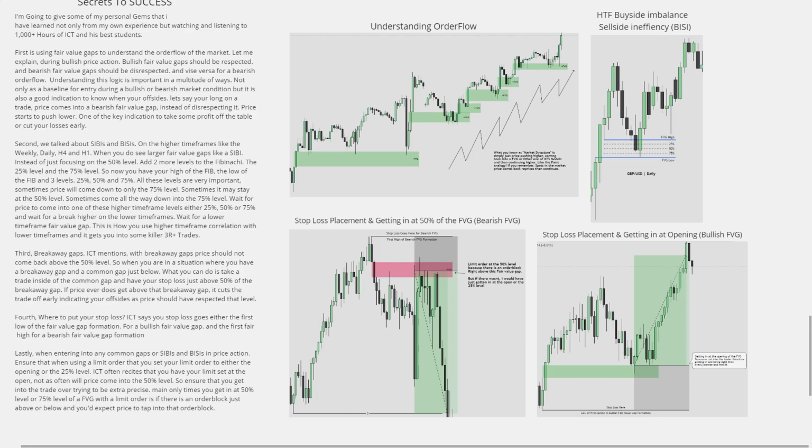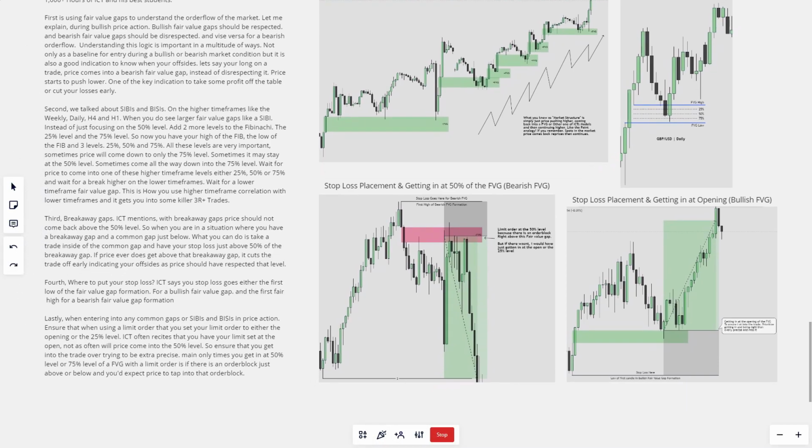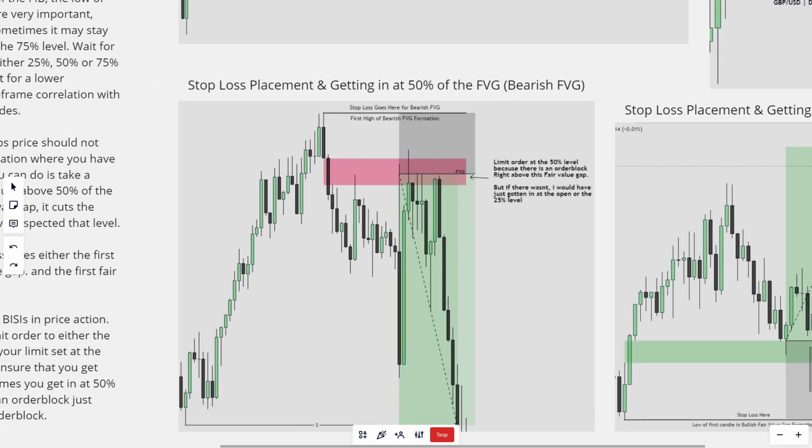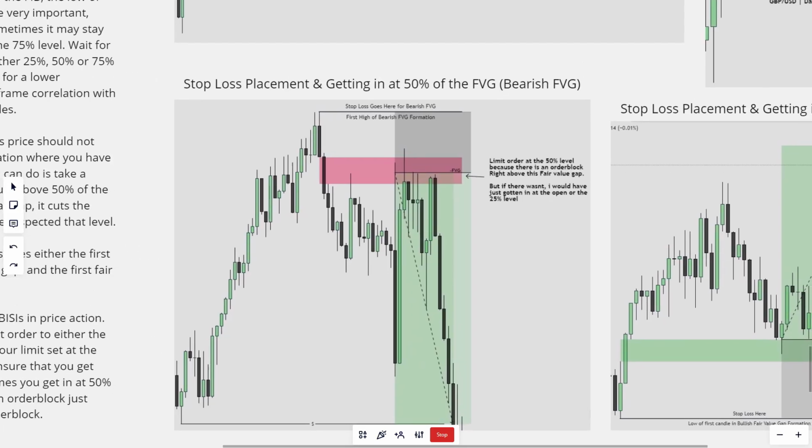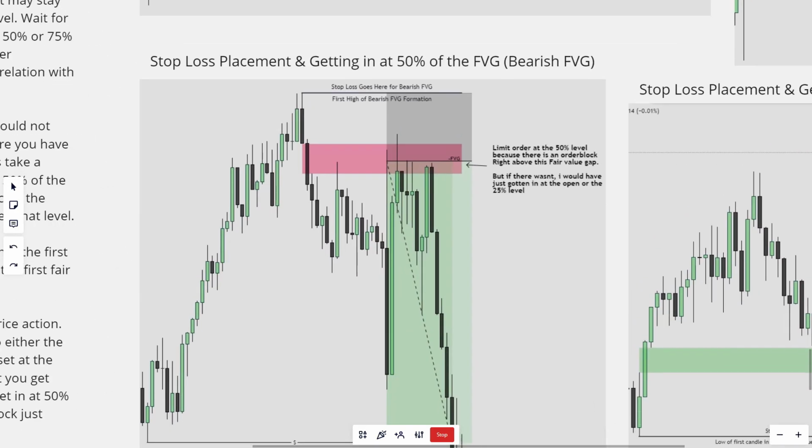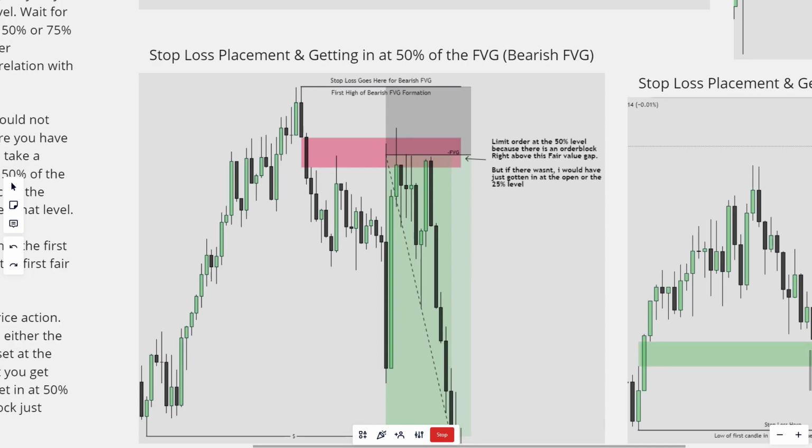Mainly, the only times you get in a trade at the 50% or 75% level of the fair value gap with a limit order is if there's an order block just above or below that you'd expect price to tap into. So this is what I mean by that order block level. So overall, when trading fair value gaps, you want to set your limit order at the actual opening. You want to set at the opening to ensure that you get into a trade.